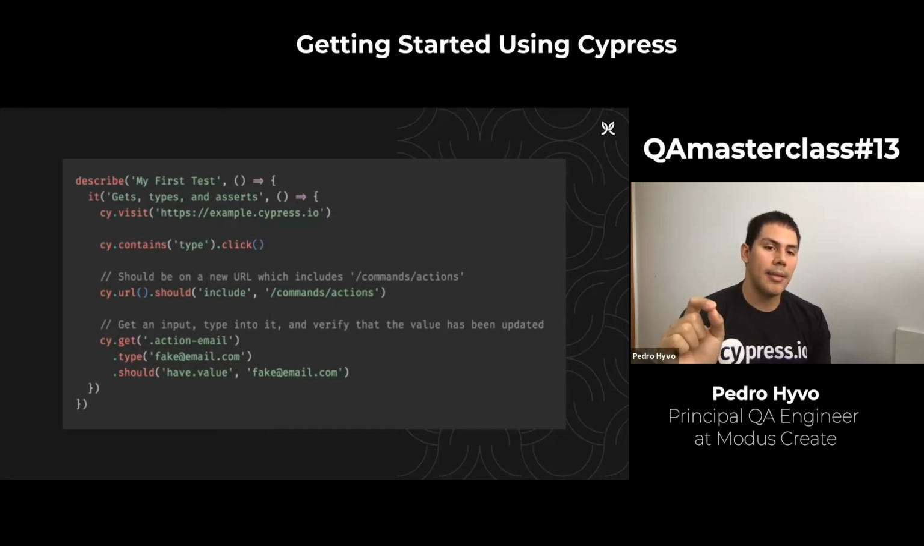And on the third line, we are checking if the URL contains /commands/actions. Then we use cy.get to get the element via CSS selector or XPath or ID, wherever you can grab that element, and use the command type, which simulates the user typing any value that you want. And after that, we make the assertion that this element contains the value that we typed.